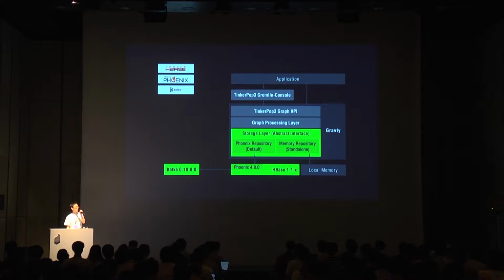Gravty uses Apache HBase as its main storage. It also runs Apache Phoenix on HBase for secondary indexing. The storage layer stores and reads data by accessing HBase. It is composed of a Phoenix repository and standalone memory repository. It has an abstract interface, so we can replace it with any other storage we want. The storage layer is linked with Kafka for event streaming.